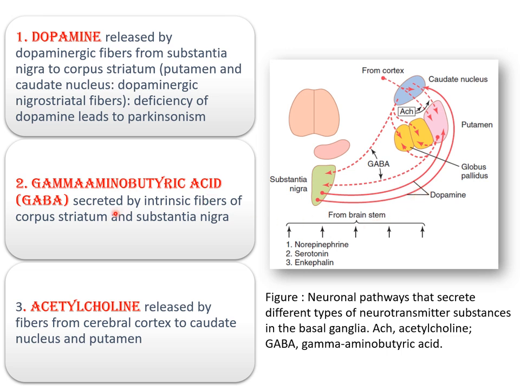Then GABA, that is secreted by intrinsic fibers of corpus striatum and substantia nigra. This is the gamma-aminobutyric acid, secreted by intrinsic fibers of corpus striatum and substantia nigra. Then acetylcholine, that is released by fibers from the cerebral cortex to caudate nucleus and putamen.